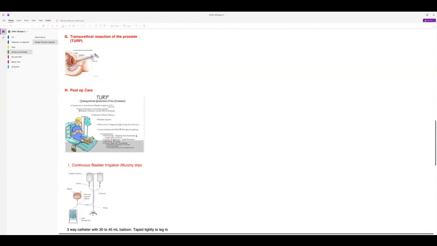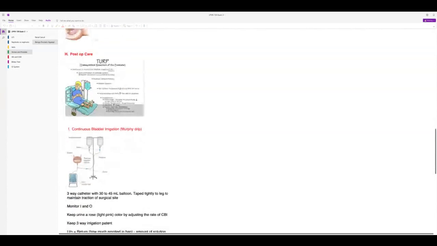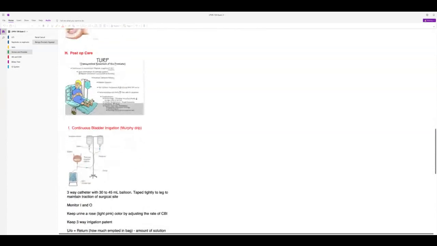Okay, so for post-op care, this is what you're going to do. You have to maintain the catheter's patency. These are 3,000 milliliter bags. They're really heavy to get out and put on, but you put 2 of them. I'm going to clamp this one and run this one, and you run it so the urine is a rosé color. You never want to see bright red blood in the catheter after this surgery, and your object is to make sure that this stays clear.